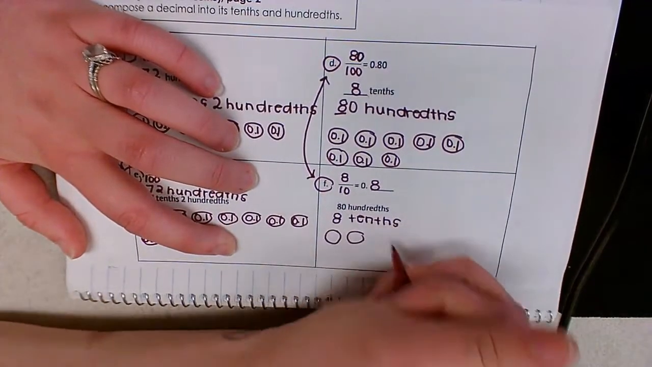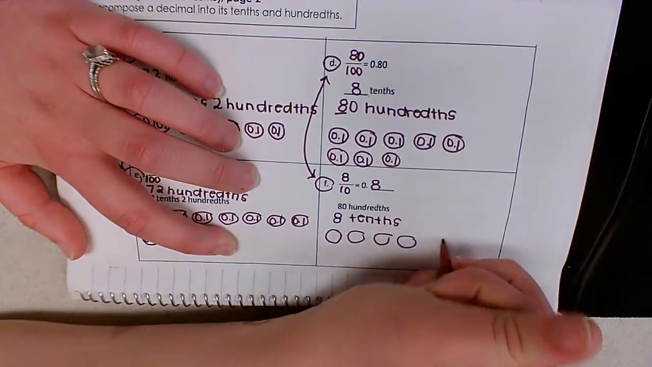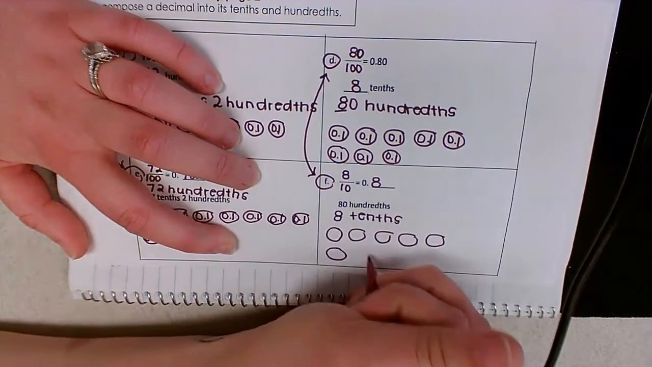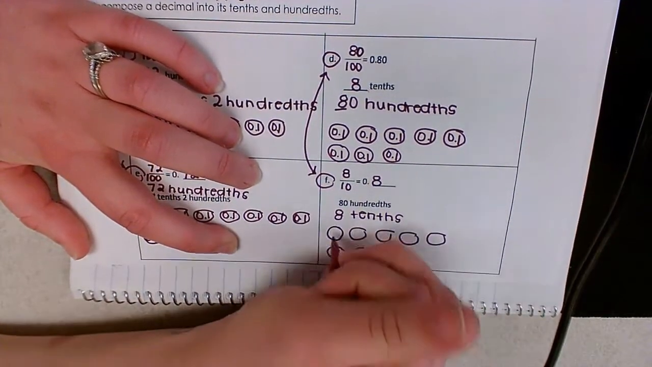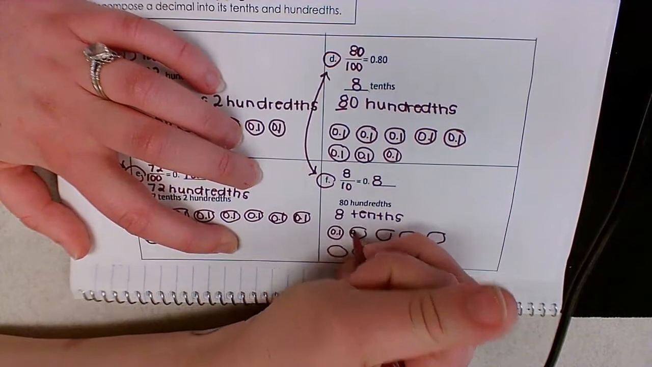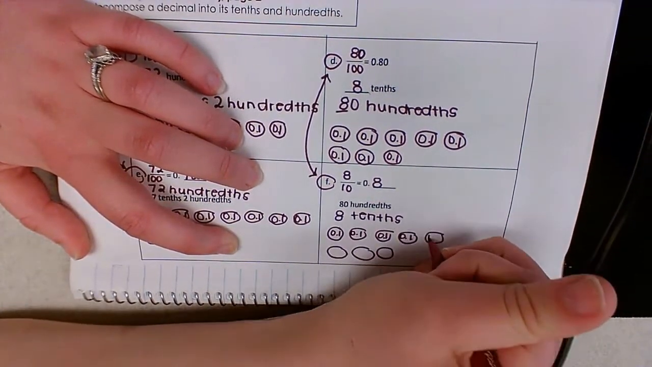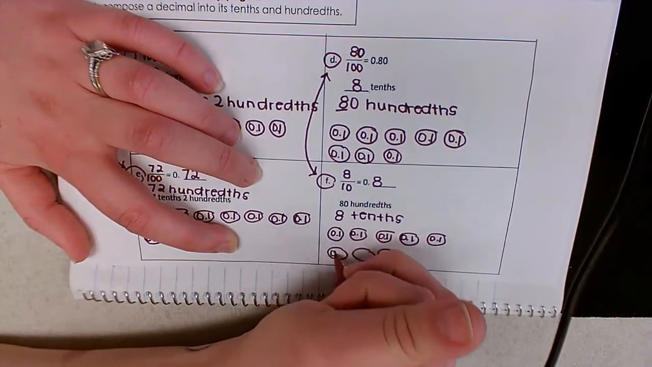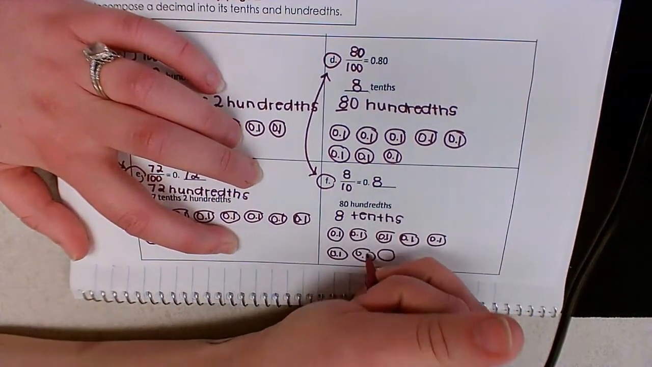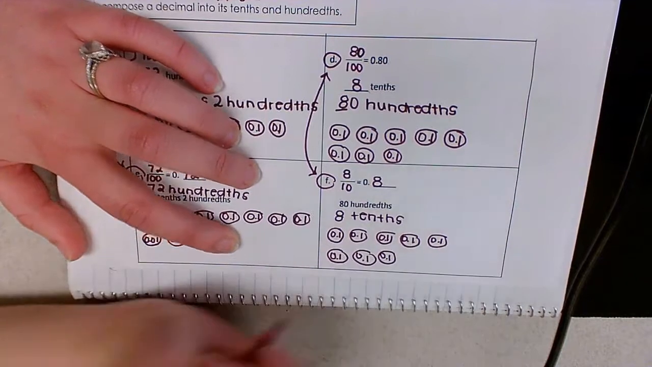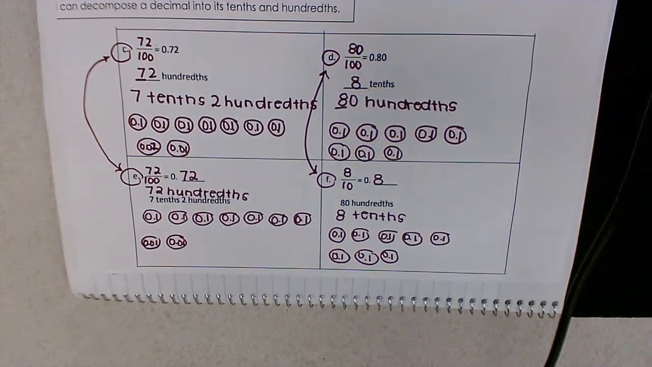So again, I can represent 8/10 using 8 tenths discs. And that would be the same as having 80 hundredths. On your problem set, see how else you can relate tenths to hundredths.